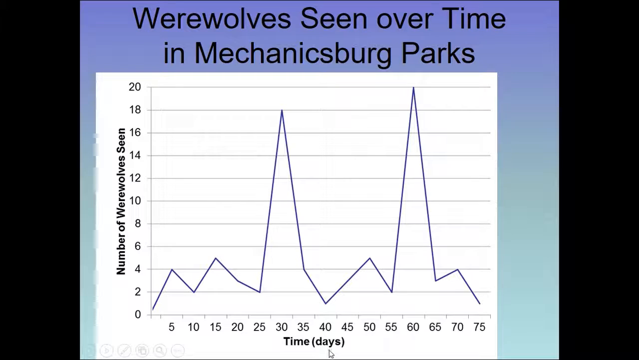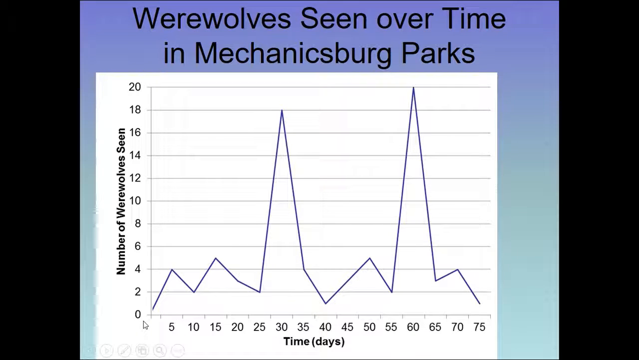If I did not put days, we wouldn't know if that 5 meant 5 minutes, 5 seconds, 5 hours, 5 weeks. You get the idea. So because I put time and days, that makes it very clear that these are numbers of days along the x-axis. Going up the side, I have number of werewolves seen. So that tells you these numbers are how many werewolves I saw during each of those time periods.